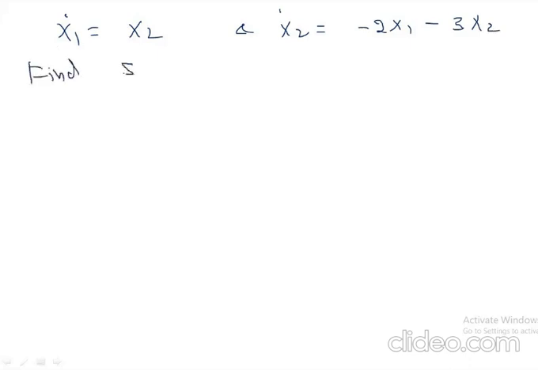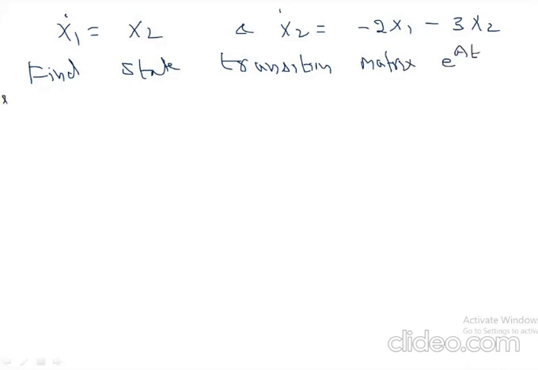So the given data is x1 dot is equal to x2 and x2 dot is equal to minus 2x1 minus 3x2. Now we are asked to find the state transition matrix e power At.